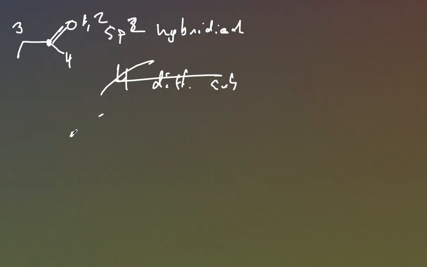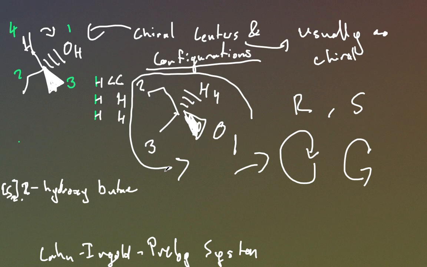But if the double bond was in one of the substituents, like so, then the double bond would count the same as 2 single bonds as well. And then you simply apply these rules. And that's about it.